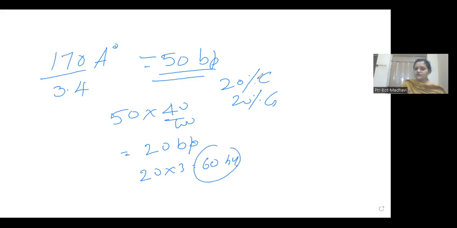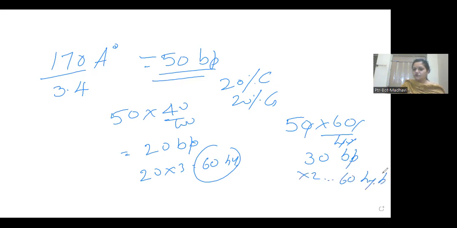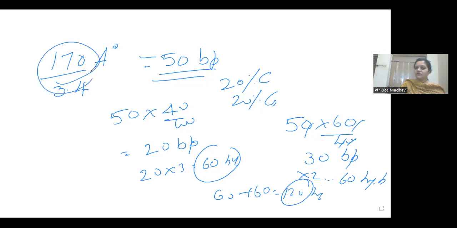Now in the 100%, 40% are the cytosines and the guanines. So the remaining 60% should be the adenine and the thymine. So 50 into 60 by 100 comes as 30 base pairs. So 30 into 2, 60 hydrogen bonds. 60 plus 60, 120 total hydrogen bonds are present in the specific length of the DNA strand.